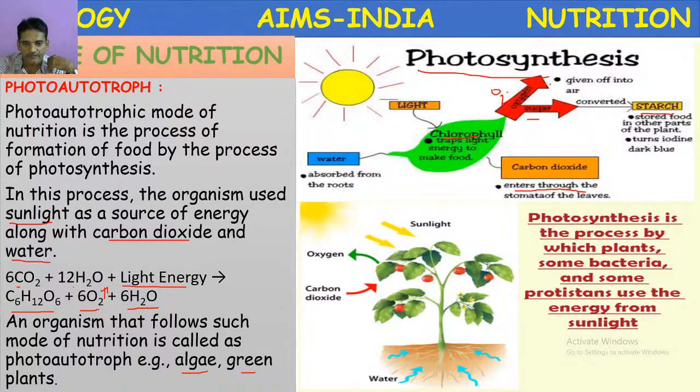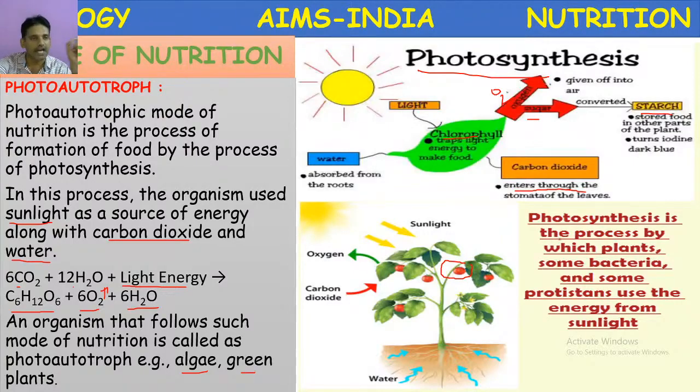Here you see, in the fruit, the tomato, starch or another form can be stored in the fruit. In some plants, it can be stored in the roots. In some plants, it can be stored in the stem, for example, potato. So photosynthesis is the process by which plants, some bacteria and some protistans, protistans meaning, for example, euglena, use the energy from sunlight.